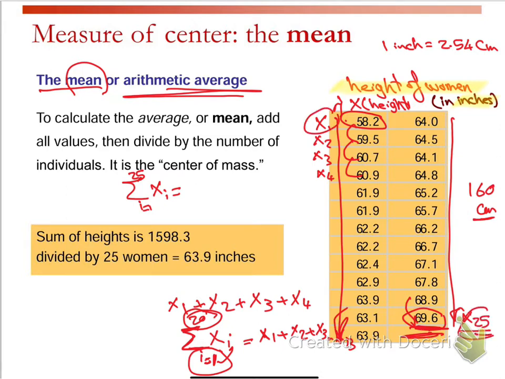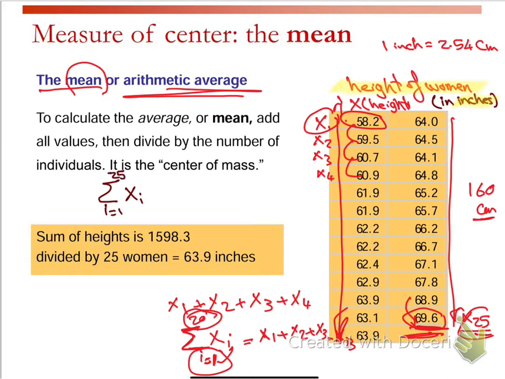So let us write it again: the sum of xi, where i starts from 1 and ends at 25.